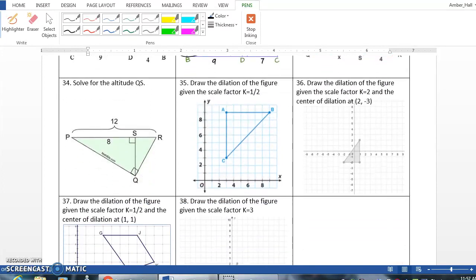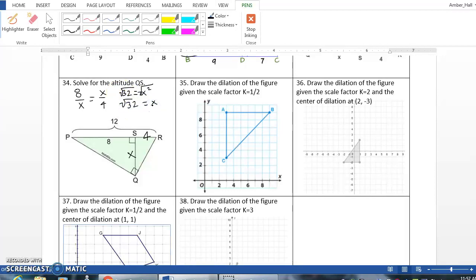34. Solve for the altitude, QS. So we have side 1, we have the altitude, but we need side 2. All you have to do is 12 minus 8, which is 4, and now we can set up a proportion. 8 over x equals x over 4. Cross multiply. 32 equals x squared, square root.